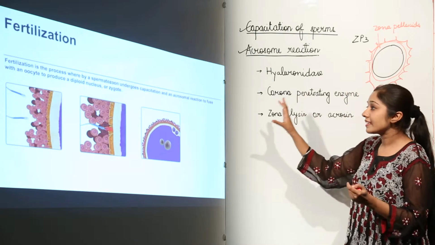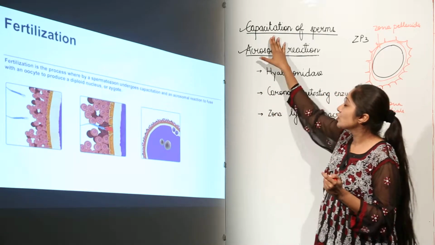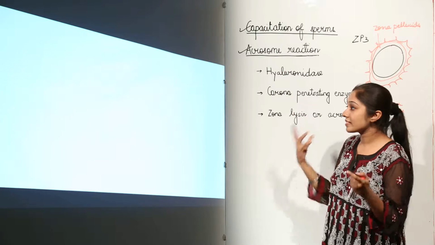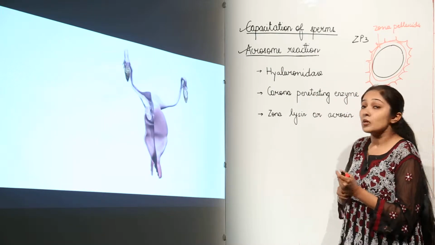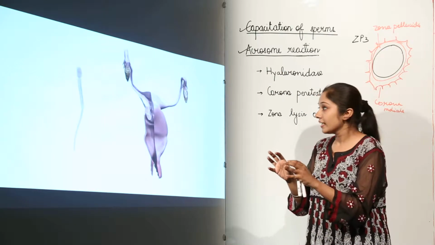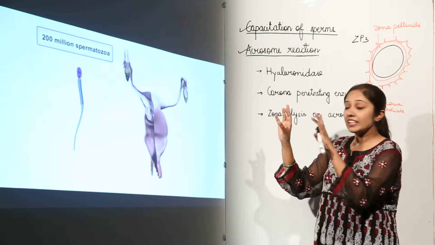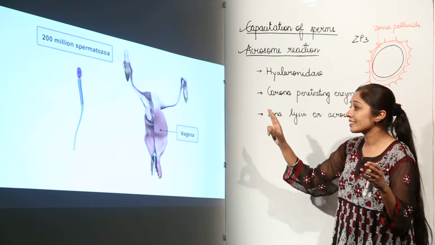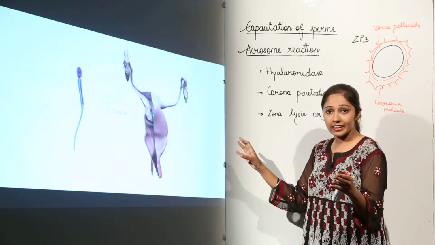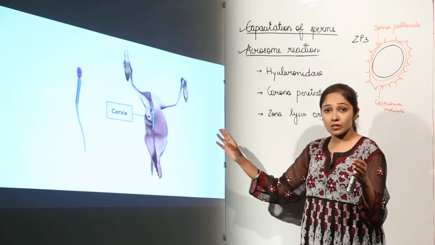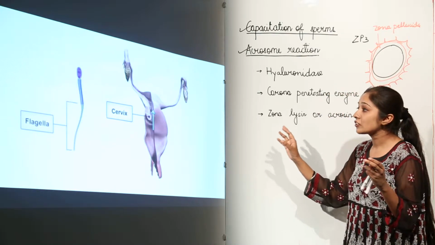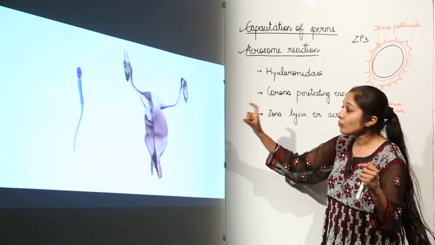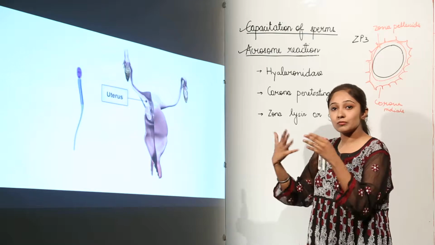You all know that fertilization is a process in which these two processes are very important to form a zygote. So what is going to happen? When the sperms are ejaculated, they are going to reach the vagina, and there may be 200 million sperms which are going to reach the vagina, and from the vagina they are going to enter through the cervix, and then they are going to reach the fallopian tubes, and this movement is facilitated by the flagellar movement.